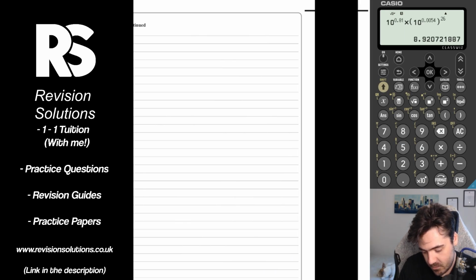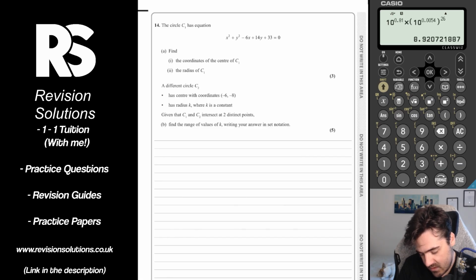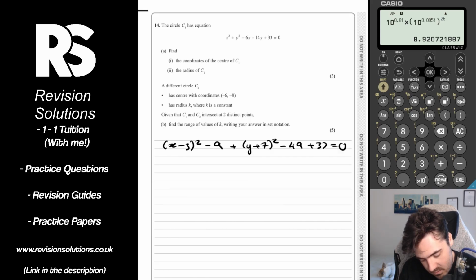Moving on to question 14, it says the circle C1 has the following equation. Can we find the coordinates of the center and the radius? So let's put it into the nice form. So first off, if we complete the square for the x terms, that would be x minus 3 squared. We'd get a 9 from that we don't want, so we'll take away a 9. Then the y terms, we'd have y plus 7 squared, which give us a 49 we don't want, so take that away and put the 33 back in.